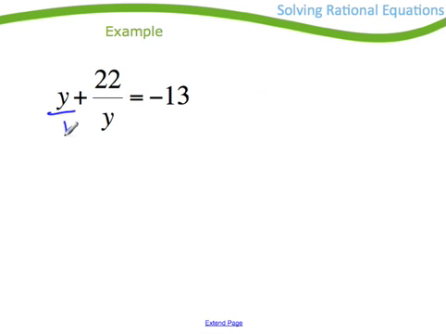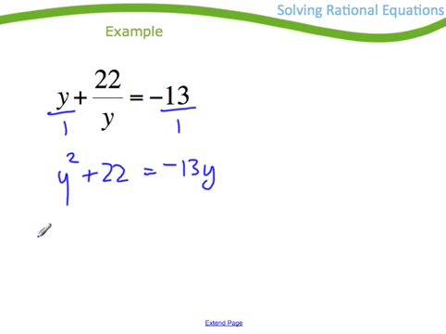So the only denominators I have really are 1 and y, so I'm going to take every term and multiply it by y. So y times y will be y squared. Y times this, the y's will cancel, leaving me with just 22. And minus 13 times y would be a minus 13y. I look at what I have left there.